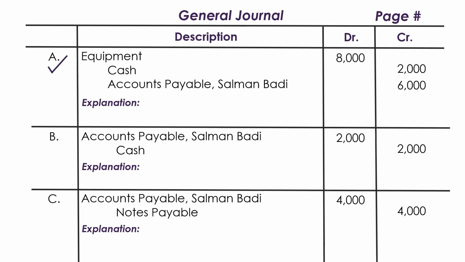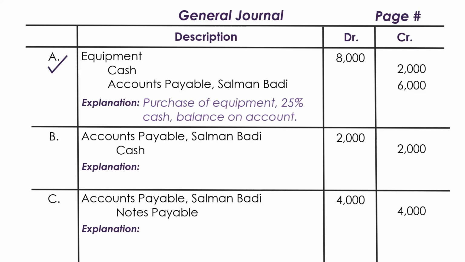First, Chef Emad bought equipment worth $8,000. To pay for this, he used $2,000 in cash and the remaining $6,000 was recorded as accounts payable to Salman Badi. This means Chef Emad has a short-term liability to pay back Salman. The explanation is equipment was purchased with 25% paid in cash and the remaining balance on account.